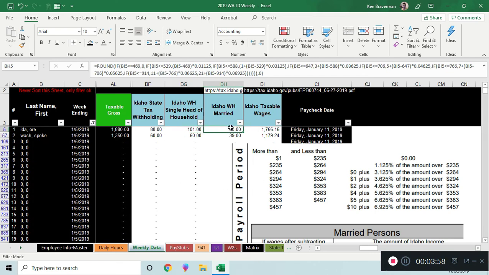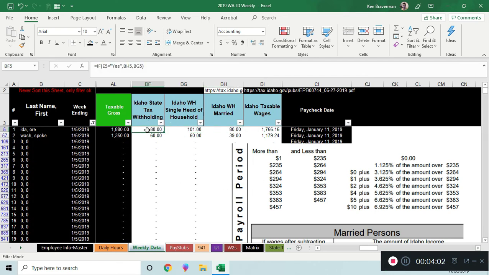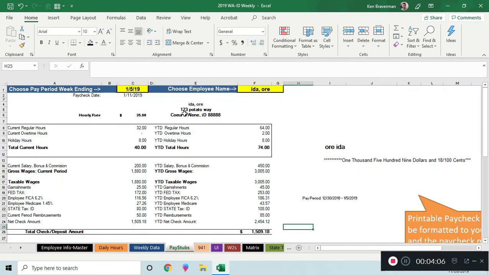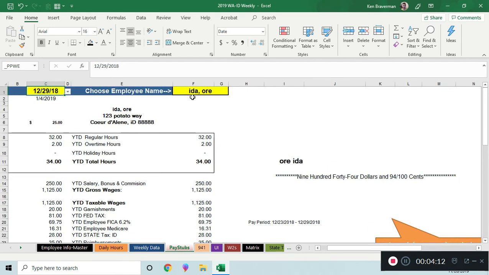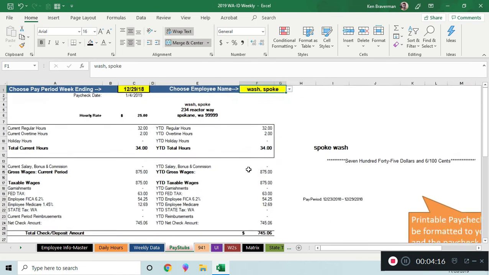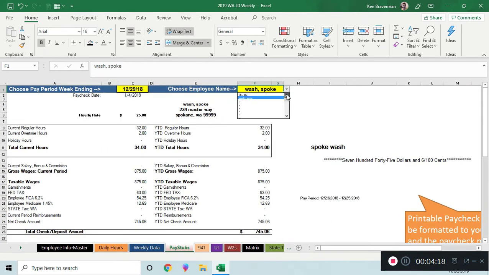You do it one for married, one for single, and then this pulls out and uses the correct one for your pay stubs, which we can go to now. And you can see all your pay stubs and pay periods by toggling your pay periods up here and toggling the name of your employee right here. And you're going to see what your taxes are. That employee is in Washington State, but this one's in Idaho. And everything fills out automatically.